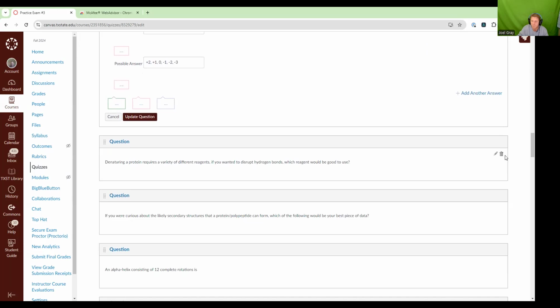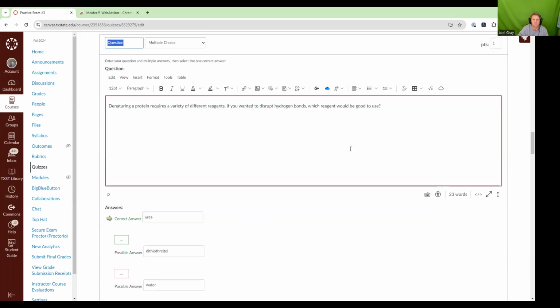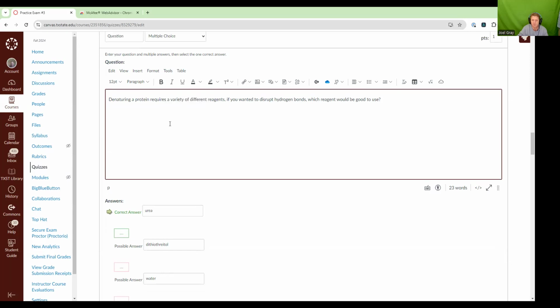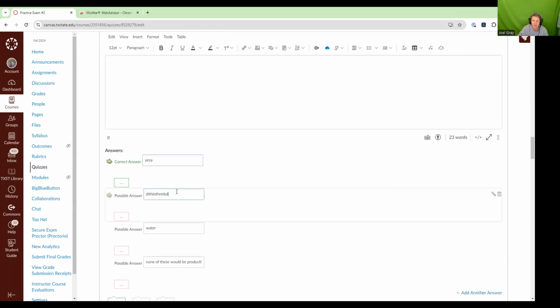Next up, denaturing a protein. Again, this is still our old stuff. Denaturing a protein requires a variety of reagents. If you wanted to disrupt hydrogen bonds, which reagent would be good to use? We have urea, dithiothreitol, and water. Okay, water is a little bit of a decoy. That's out.